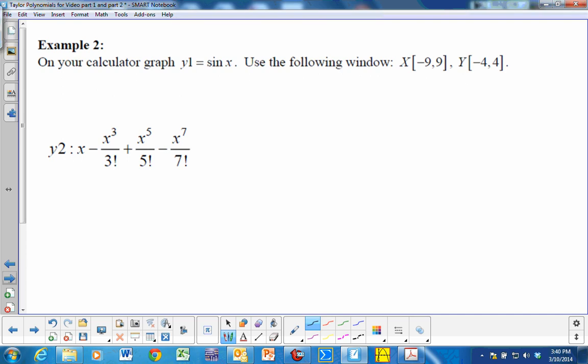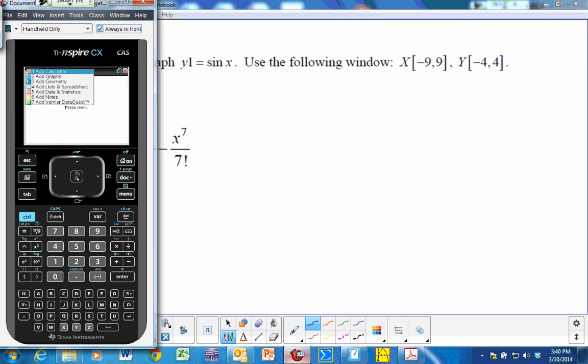On your calculator, we're going to graph this a little differently because we have an Inspire calculator. So you're going to add a graph, and you're going to graph first sine x. So we make the graph y equals sine x and hit enter. And then it tells us to use the viewing window -9 to 9 and -4 to 4.